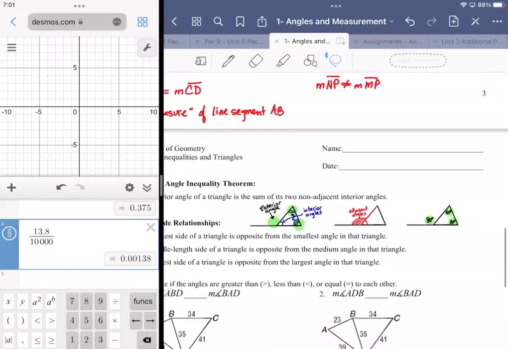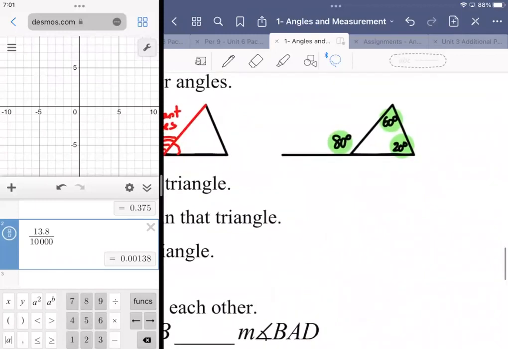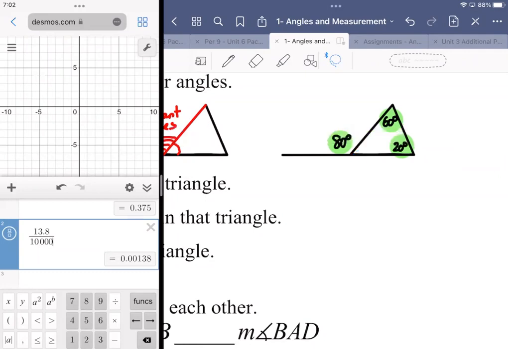Right. So Professor, we have a question. Could you do a sample of a non-adjacent, just like you did with the 60 and 20s? So do another example of a non-adjacent? Oh no, these are the non-adjacent. Oh, that is the non-adjacent. Yeah, because this angle here would be the adjacent. Okay, got it.